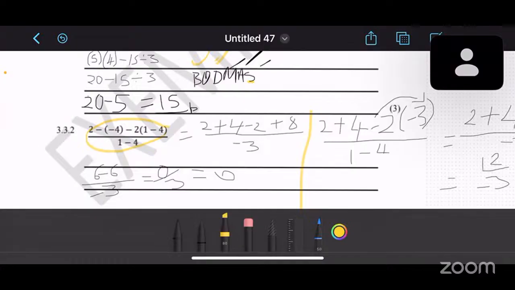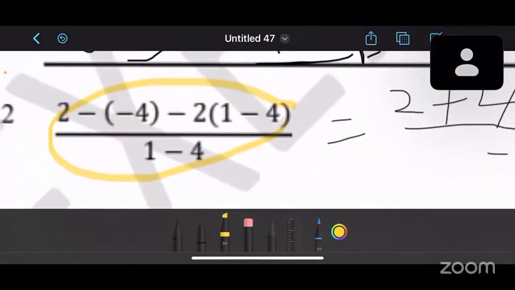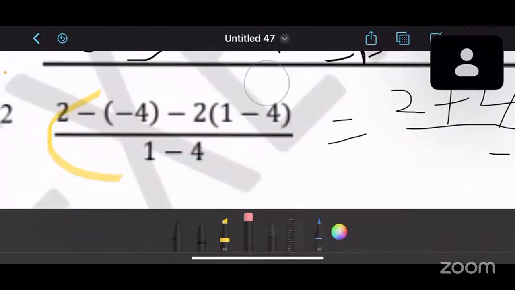Ma'am, when I put it in my calculator, I got negative 14 over 3. Negative 14. I'm getting negative 4. Me too, ma'am. Langelita, that means you need to recalculate it. Maybe you made a mistake there. Let me try to zoom it in for you. Is this what you're having on your calculator? Exactly as it is?